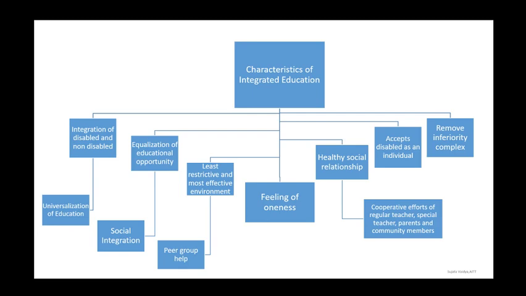Least restrictive environment is being provided in such systems, and obviously peer group help is achieved in this type of integrated education system. And as the normal students and special students are integrated, learning in the same environment, in the least restrictive environment, a feeling of oneness and healthy social relationships can be developed in this type of education system. Also, cooperative spirit is being developed. The special students can remove their inferiority complex. So these are the characteristics of integrated education.